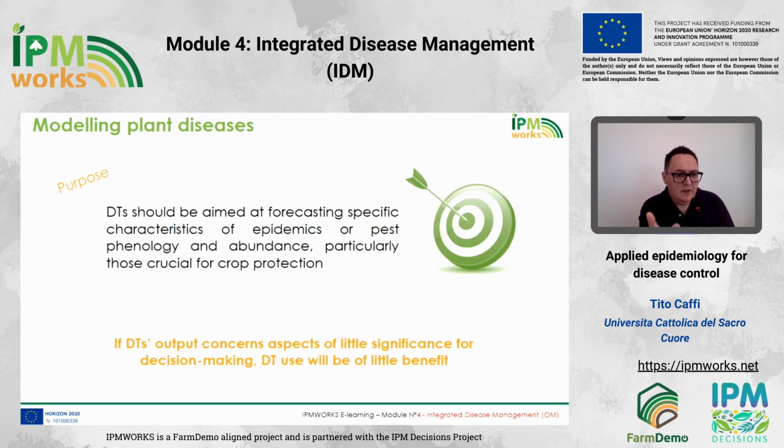For instance, the decision support system should be aimed at forecasting a specific characteristic of the epidemic or pest phenology and abundance, particularly those crucial for crop protection. If we are creating a decision support tool that is considering an aspect of little significance for the decision making, this decision support system will be of little benefit.